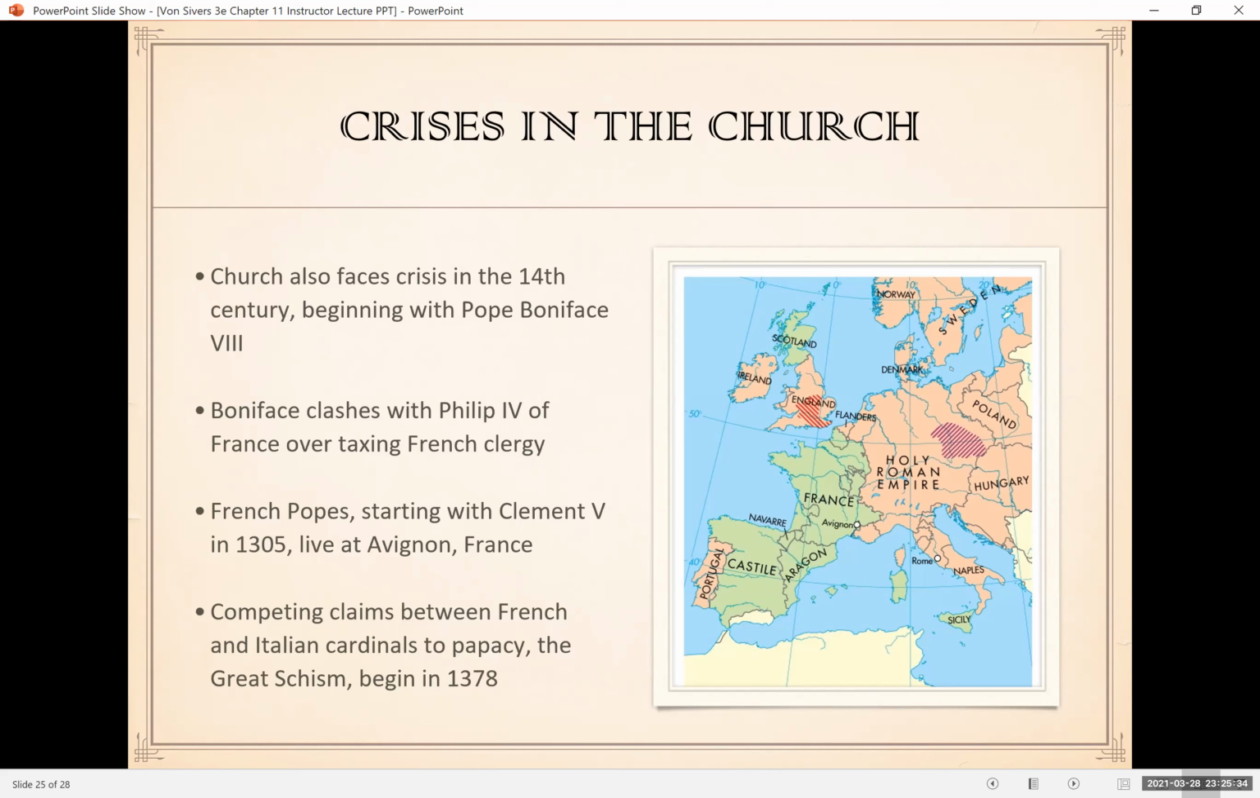And the decision in 1409 is that they are going to fix it by having a conference in Pisa, a city in the northern Italian peninsula, and they elect a new pope.